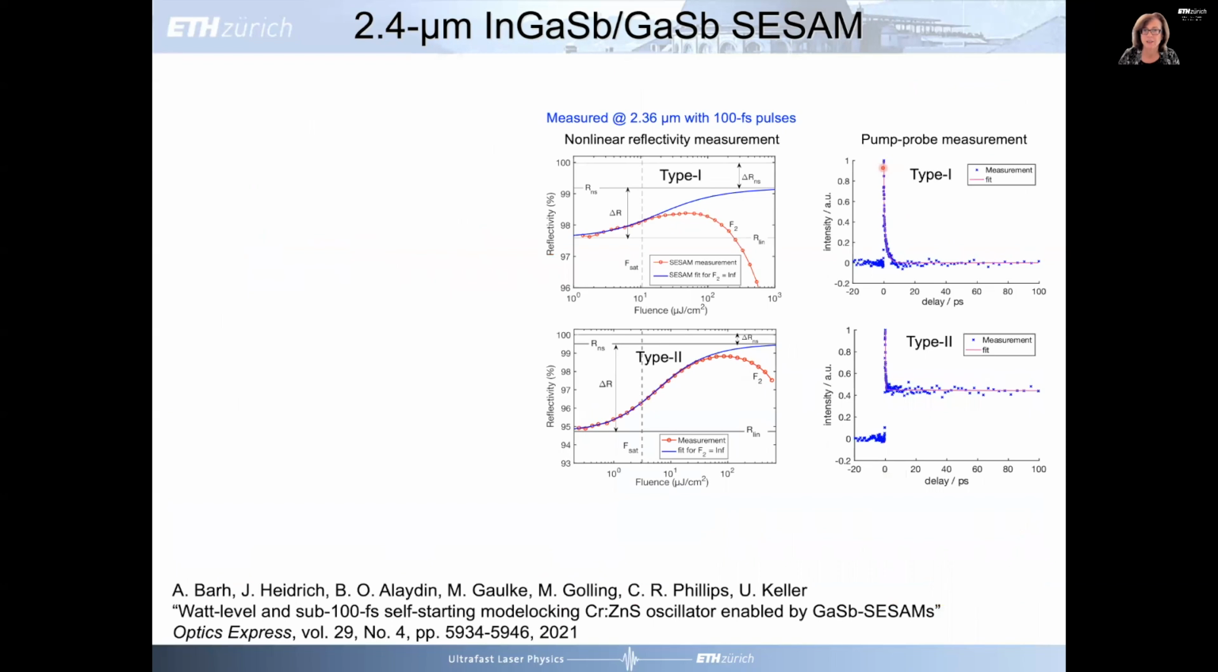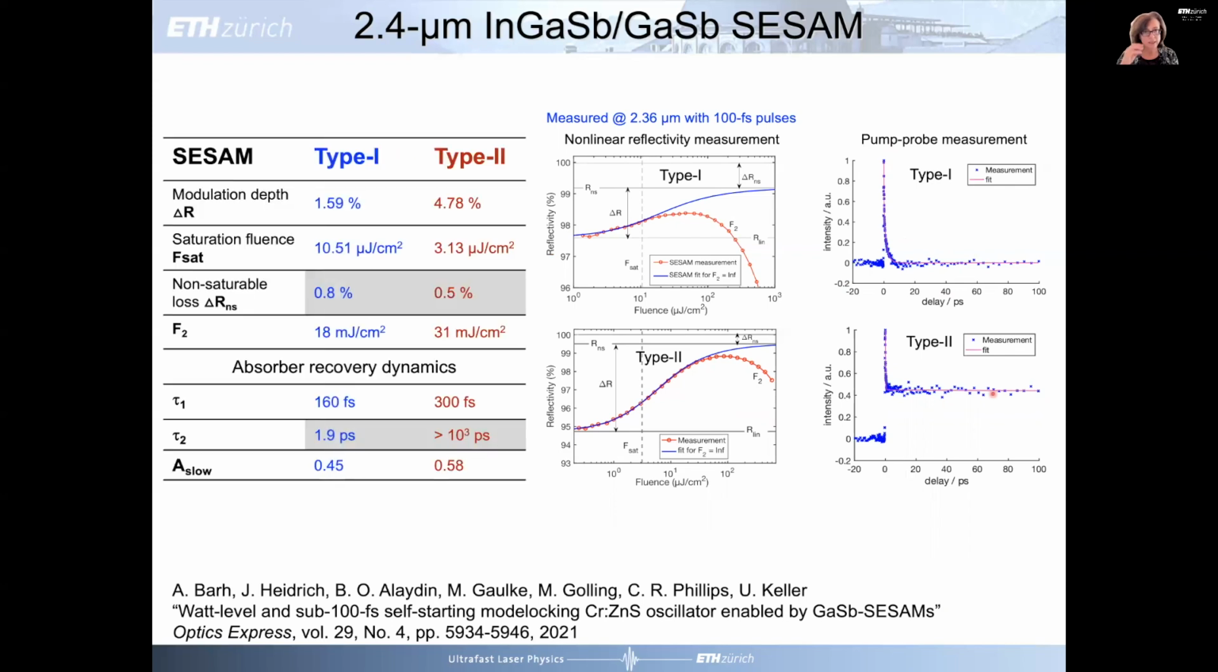We needed many more of these W structures to get the sufficient modulation depth, which is shown here. And when we did the characterization, nonlinear reflectivity and the pump probe, you can see exactly what you would expect. First of all, you have a fast saturable absorber with the type 1, which comes for free in the long wavelength regime. And with the type 2, you get the long lifetime. And this is exactly what you want for the active region. So we did the saturation fluence measurements and so on, and we got a modulation depth of 5% in the type 2. The type 1 was 1.6.